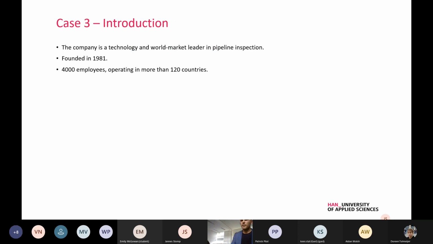And the third case is the case about a highly technological market leader in pipeline inspection systems. They are a large company compared to the other two, with over 4,000 employees and operating in more than 120 countries. This company is known for its R&D and high variety and low volume.